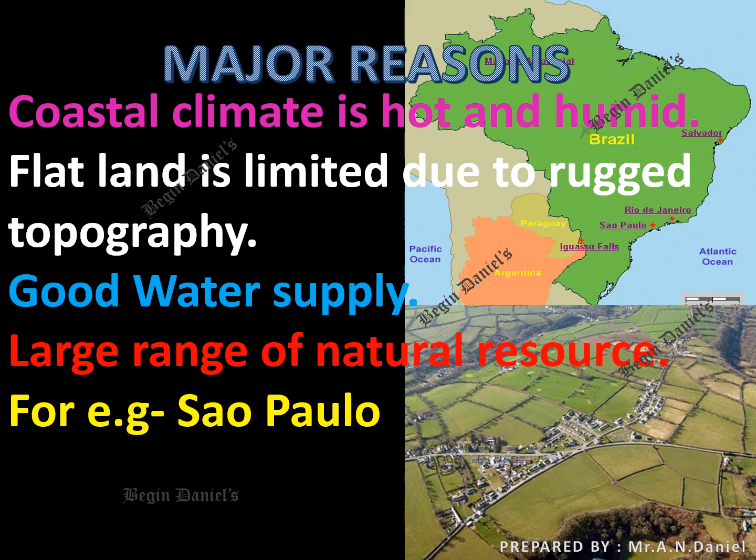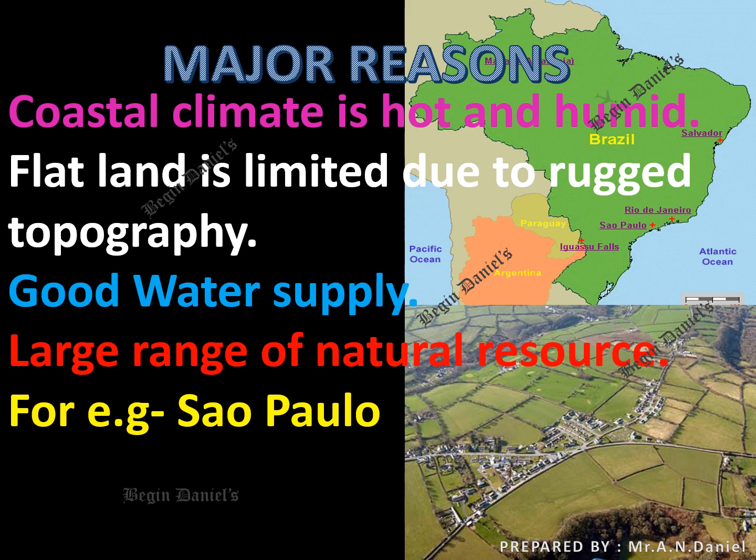What are the major reasons for the dense population in the coastal region? One, the coastal climate is hot and humid. It is conducive for settlement, living, and surviving. Second, in Brazil, the flat land is limited. Only near the coastal area can we find flat land. Most of the remaining part of Brazil is occupied by rugged topography due to the highlands, the Brazilian Shield and the Guyana Highland.